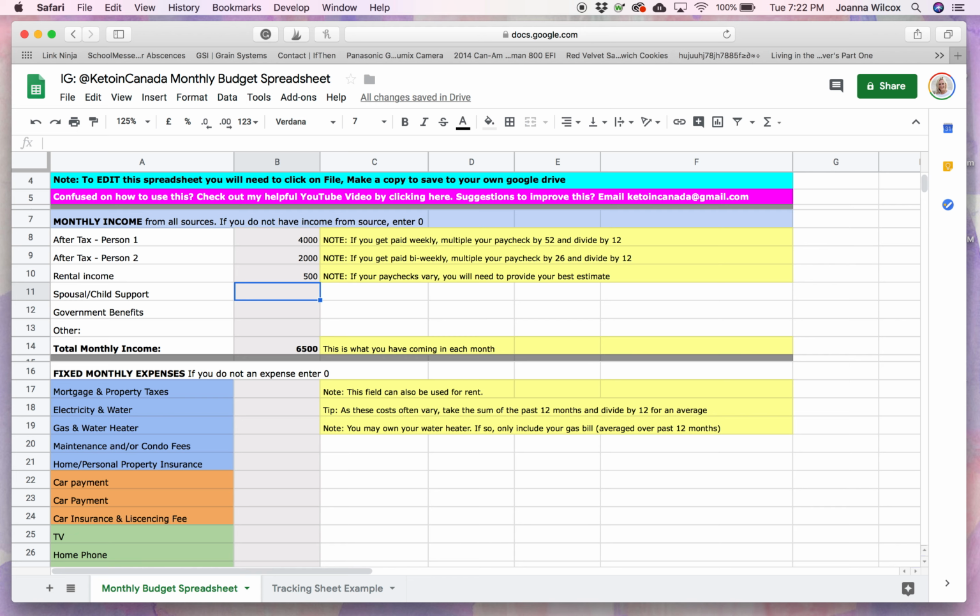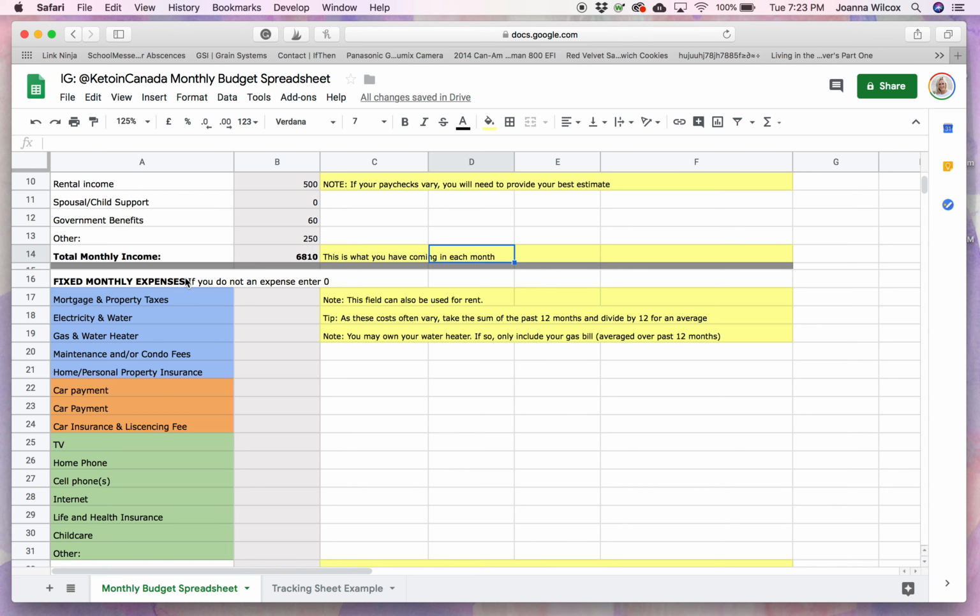I'm married. I don't get spousal support. And I think we might get like $60 in government benefits. You should really look up this information for you personally, of course, but this is just to give you an example. Other income, through Keto in Canada, I'm getting an extra $250 a month. What this does is it gives you your total monthly income. This is after-tax income. This is what you have coming in each month.